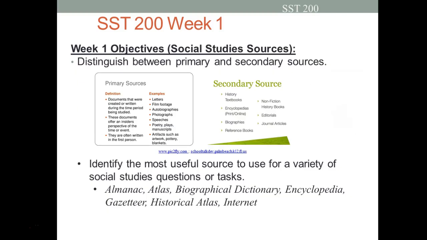The other thing we want you to do is be able to distinguish between what's a primary source and a secondary source. So I have a little illustration here. You can read it at your leisure, what a primary source is made up of, what a secondary source is made up of. And then here's this other objective, is to identify the most useful sources. Well, we're going to take a look at an almanac, an atlas, biographical dictionary, encyclopedia, gazette, or historical atlas in the internet. You need to know which one of those should best be used for different scenarios in your teaching.